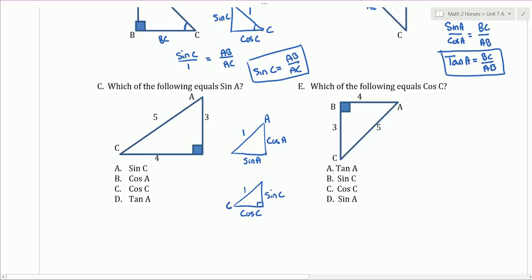Well, if we take a look at these two smaller triangles, they're from the same triangle. They actually have the same side lengths. And we see that sine A is the same thing as cosine C. And so cosine C is what we want. Sine A is not the same as sine C. Sine A is not the same thing as cosine A. And sine A is not the same thing as its tangent.